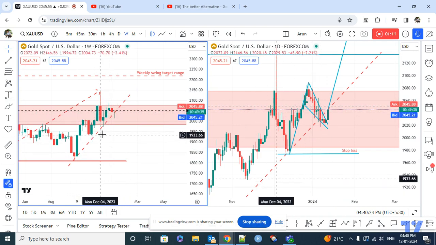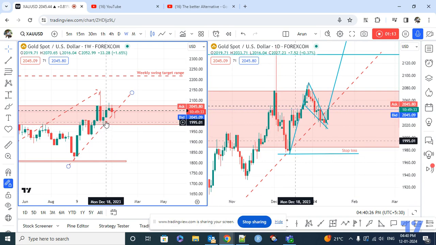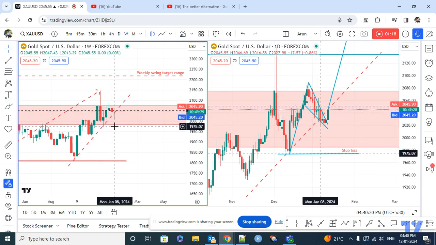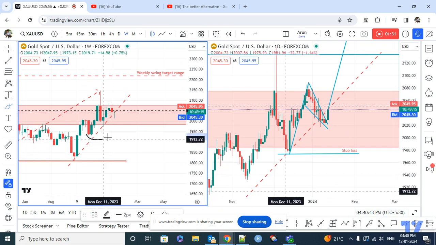Anybody who has already taken a trade based on this bull swing can still hold, and their stop would be 1975.07. If you see on the right window, which is a daily time frame, I marked it as a stop loss. The stop loss is for this swing, the current swing, which I will be marking here like this.